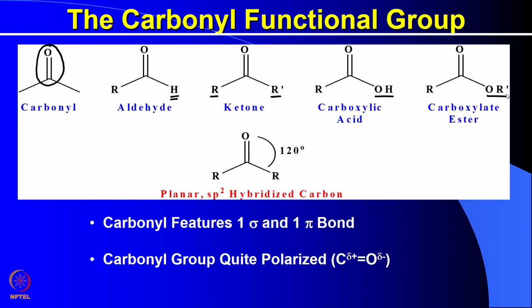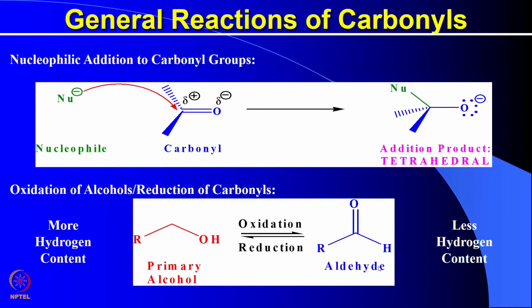So all these carbonyl groups feature one sigma and one pi bond, and the carbonyl group is always polarized with delta positive charge on carbon and delta negative charge on oxygen. As a result, it is very susceptible to nucleophilic addition at the carbonyl group. So a nucleophile attacks the electropositive carbon and forms a tetrahedral product or adduct like this when you treat a carbonyl compound with a nucleophile.